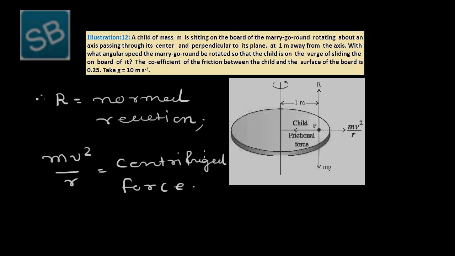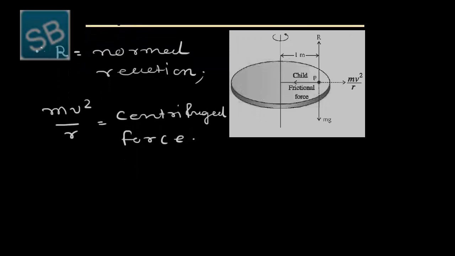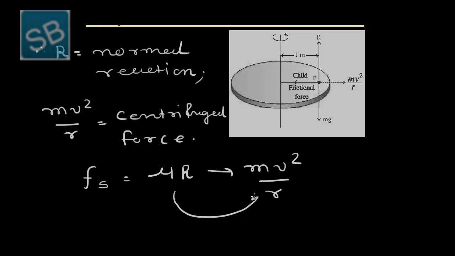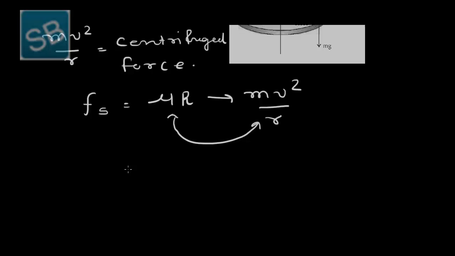Now when the frictional force, which is given according to the static frictional constant, means Fs is equal to mu R, changes to mv square over r, then the child is on the verge of sliding on the board of the merry-go-round. That means these two values should be the same, and hence this is the condition.